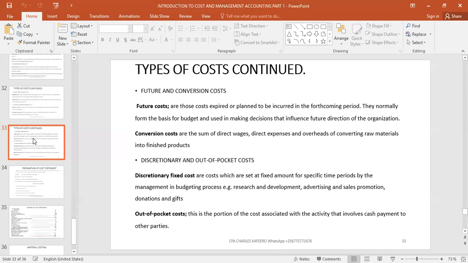Then you have the out-of-pocket costs. This is a portion of cost associated with the activity that involves cash payment to a third party or to the other party. This is actually money moving out of our bank accounts to pay certain expenses.